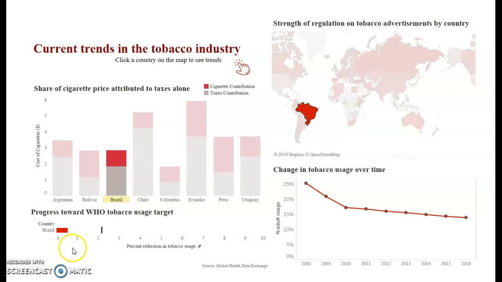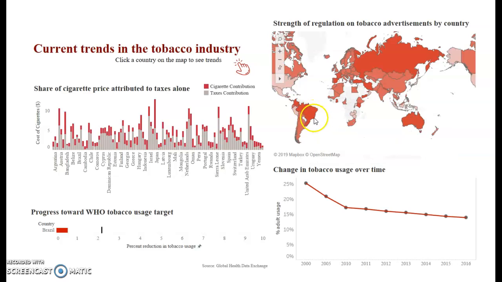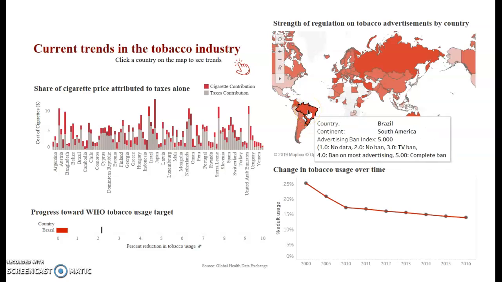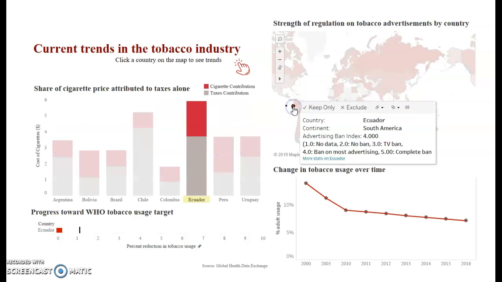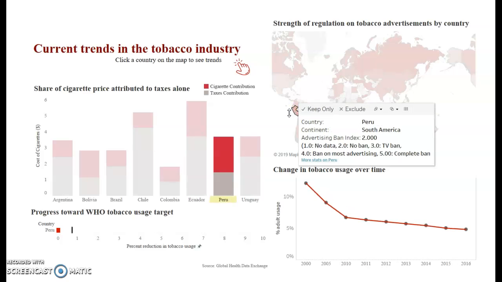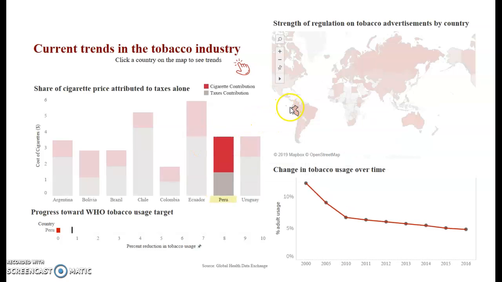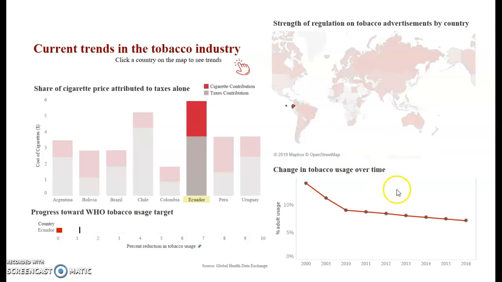As the years go on, and if we were to update this, we could see this bar maybe approach this black line. Another valuable insight you can get from this is looking from our original map. Here, Brazil is dark, which means it has a complete ban. But it's hard to see, Ecuador is pretty dark, but not as dark. It has a 4.0 on the index, so they don't have a complete ban. And yet, you can see from our charts here that they have far less usage. So even though Brazil has tighter restrictions, Ecuador has lower usage.